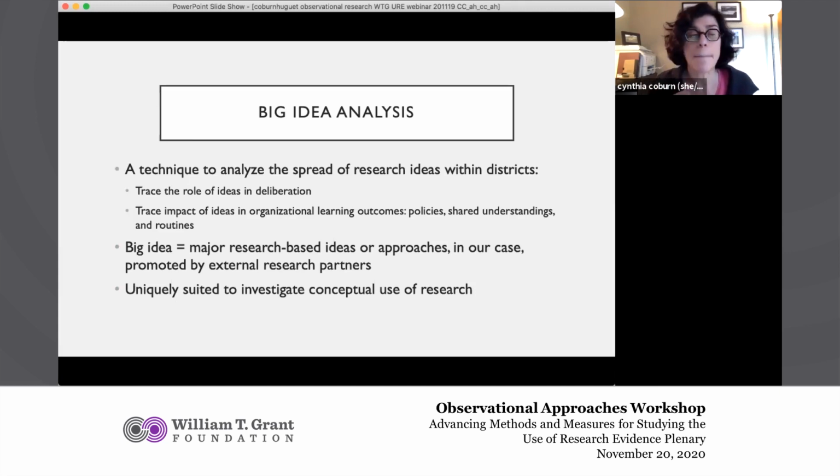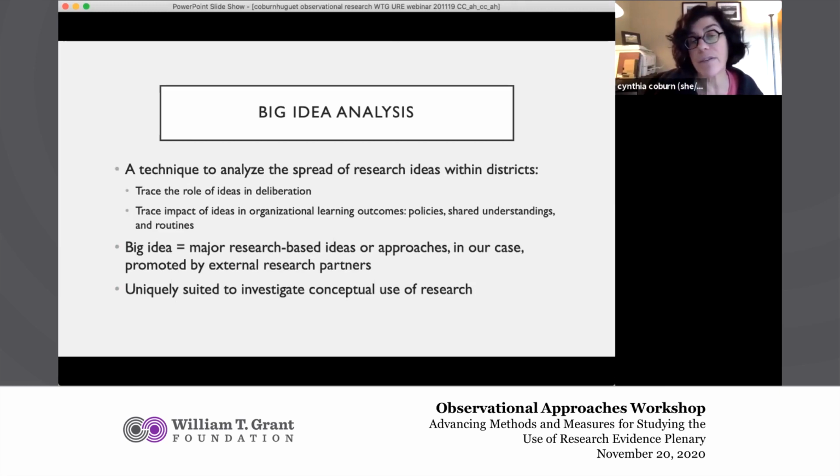For us, a big idea is a major research-based idea or approach. In this case, we focused attention on those promoted by the external research partner. Something to notice is that rather than starting with the deliberation and looking at all the things that enter into those deliberations, like we did in the first approach, this starts with the research and traces how and when a particular set of research ideas makes its way into conversations, and with what outcomes. So it's a different strategy for understanding this phenomenon.